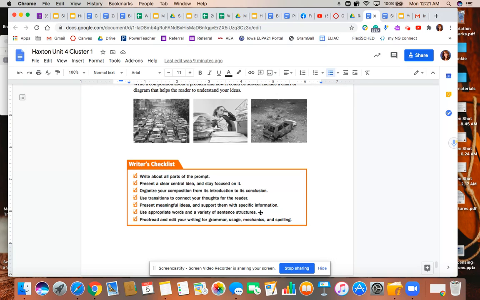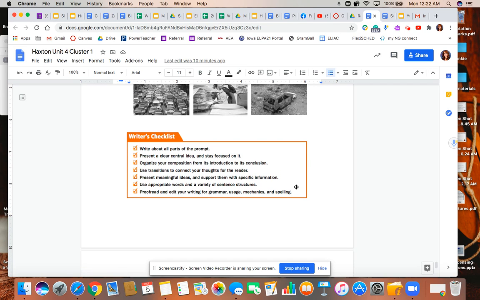So, a good way to make sure that you're using a variety of sentence structures is to read your paragraph out loud to yourself after you've written it, and make sure that each sentence sounds a little bit different. If you find yourself repeating a lot of the same sentence structures, well, then you know your paragraph doesn't have enough variety, and you should add a little bit more variety there.